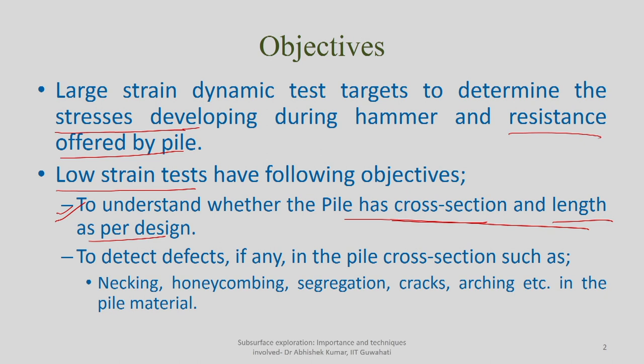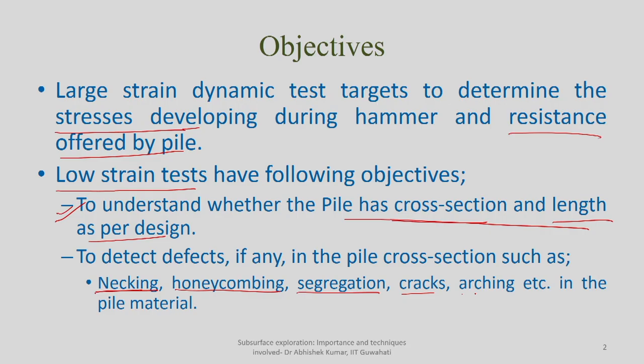So this is one objective, where you will be interested to find out what the cross section of the pile is and what the length of the pile is. Once you know these parameters, you can get an idea how they are actually matching with your design consideration. So it's like a comparison between whatever you had considered in the design and whatever is actually executed at the site of interest.